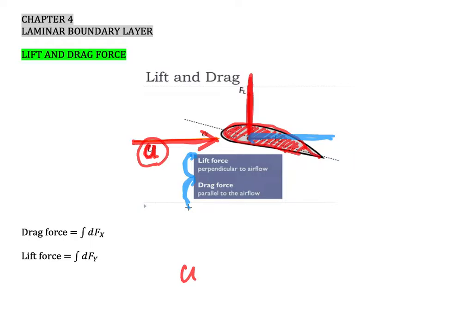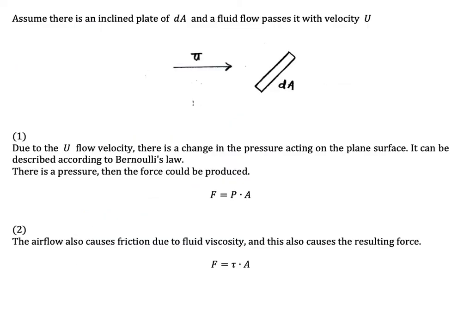That's why in our calculation later on, we will find that the drag force is the summation of force on the x axis, and lift force is the summation of force on the y axis. Let's say we have one small area here, and we write it as dA. Then we have one free stream velocity, for example an airflow from left to right, which we denote as capital U.